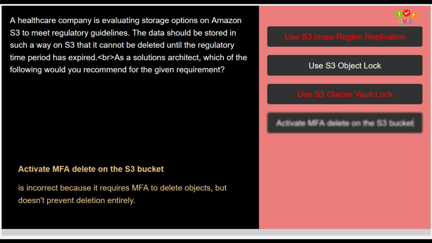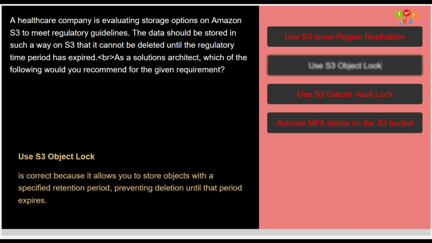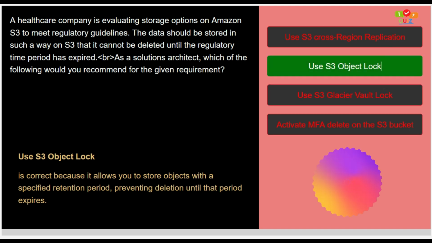Option 4, activate MFA delete on the S3 bucket is incorrect because it requires MFA to delete objects but does not prevent deletion entirely. Okay, so your option 4 is also incorrect. Option number 2, use S3 object lock is correct because it allows you to store objects with a specified retention period, preventing deletion until that period expires. Okay, so your option number 2 at the end is the correct answer.